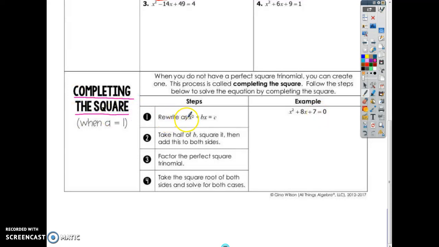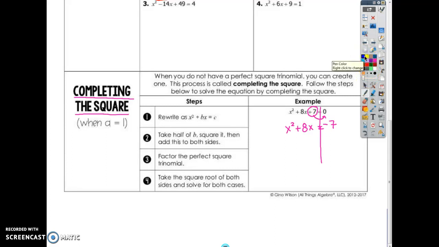First of all, we need to rewrite it as x squared plus bx equals c. That means I need to move the 7 to the other side and change the sign. So it becomes a negative 7. Okay, move it over, change the sign. X squared plus 8x equals negative 7.